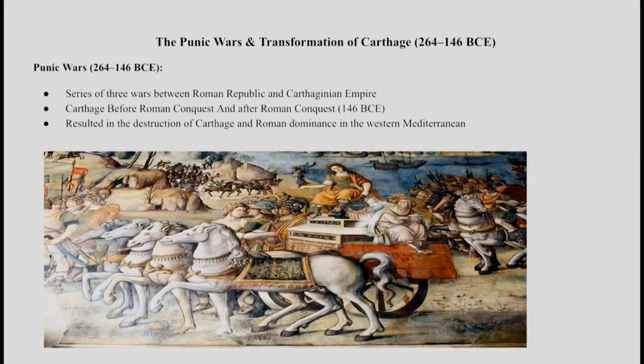Here we can see an image of the Punic Wars. The Punic Wars were fought between Rome and Carthage from 264 to 146 before the Common Era. Carthage was a rich and powerful city by the sea. After the last war, Rome destroyed Carthage, took its land, and made it a Roman province. Later, Rome rebuilt it using Roman rules and systems. This helped Rome control the western Mediterranean.